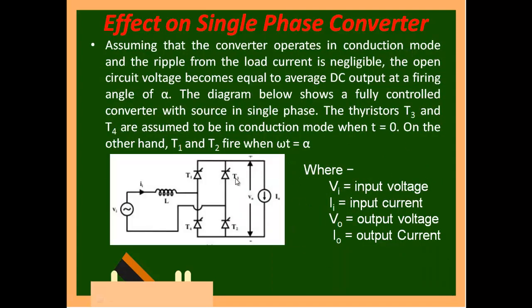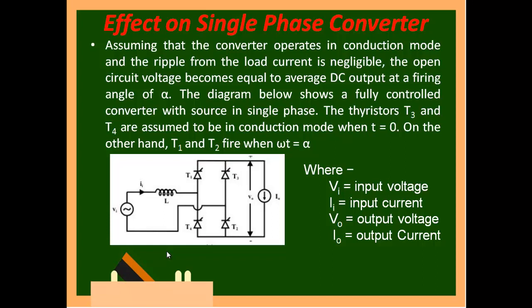In a single phase converter you are going to take source side inductance. Now, due to the source side inductance, what happens? Assume the converter operates in continuous conduction, with no gap. Initially you fire T1 and T2, then you fire T3 and T4. Between T1, T2 and T3, T4 firing there is no gap, which is why we call it continuous conduction. The ripple in the load current is negligible. The open circuit voltage becomes equal to the average DC voltage at the firing angle alpha.